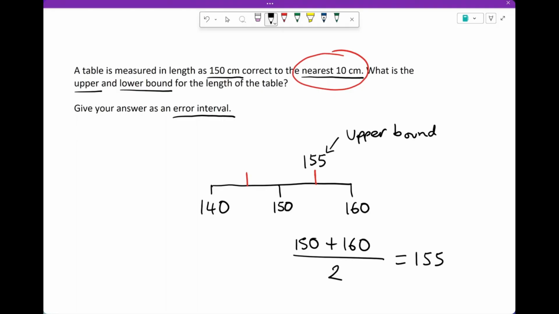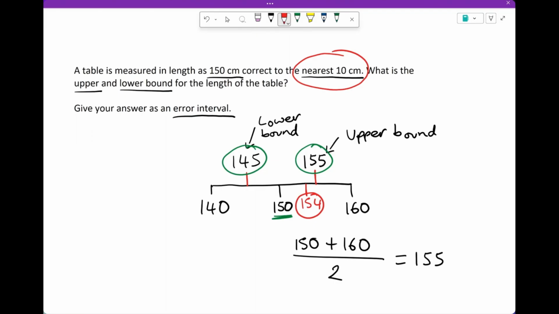Now for the lower bound, that is the midpoint between 140 and 150. So that would be 145. So that would be my lower bound. Now what this means is any value between 145 and 155 round to 150 when rounded to the nearest 10. So let's pick a value. For example, if I was to pick this value here, which we'll say is 154, well, if I round this to the nearest 10, well, it's going to round to 150.